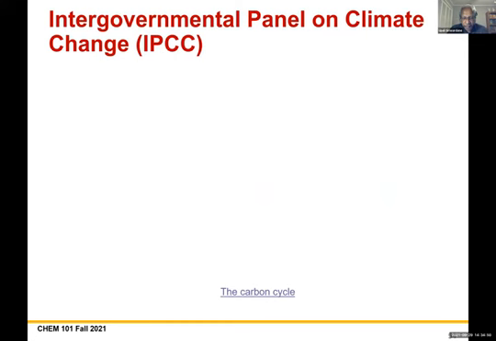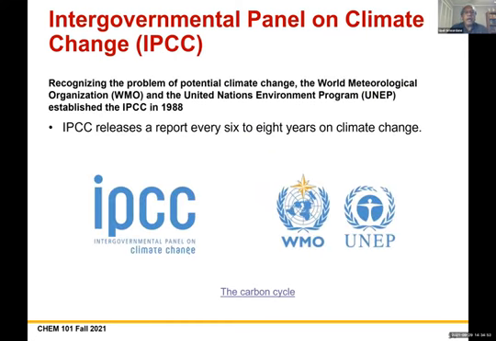Now these changes are measured by different agencies. One is called the Intergovernmental Panel on Climate Change, IPCC, and there are the United Nations Environment Programme and the World Meteorological Organization, I'm not sure about that. Every 6 to 8 years, they release reports.